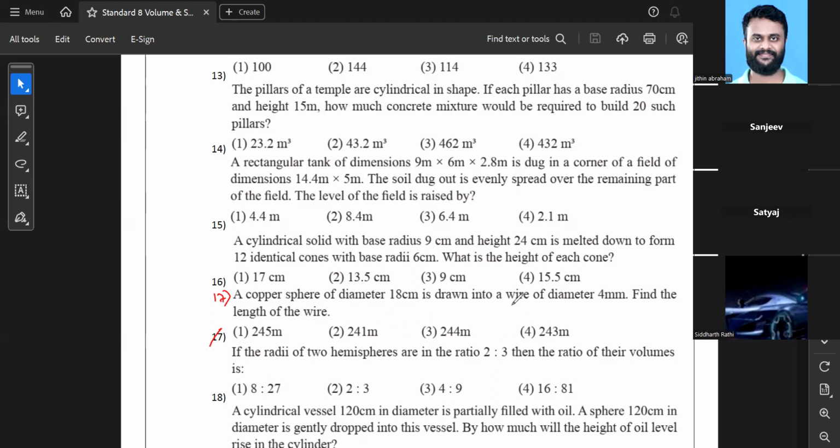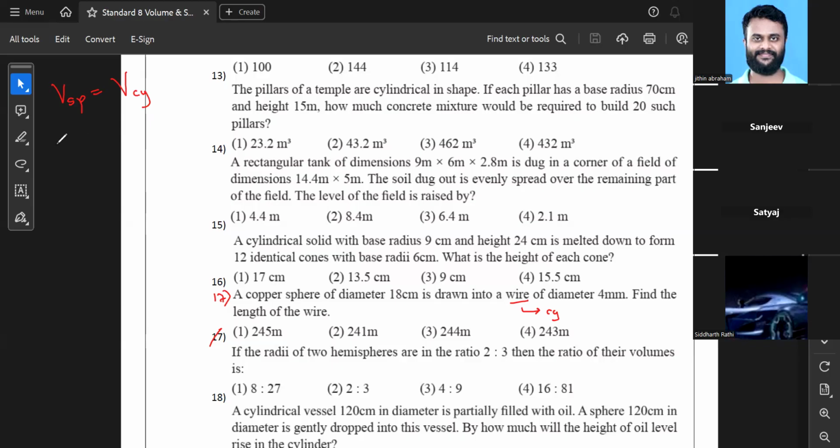So first of all, what shape is the wire of? It's a cylinder. Excellent. So we are melting something and converting it into some other shape, which means the volumes are same. So I did the sum, but I'm getting 6,075 as the height.